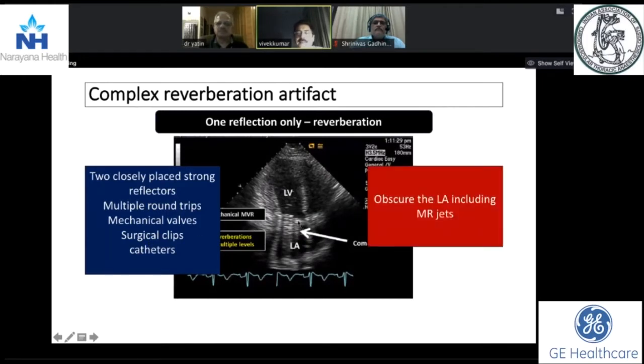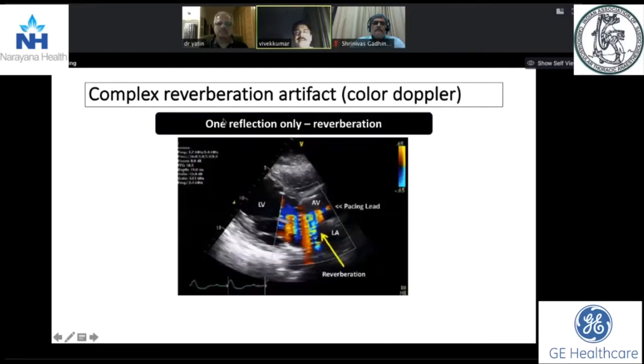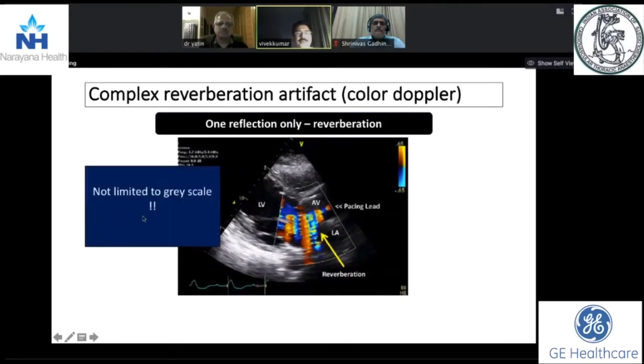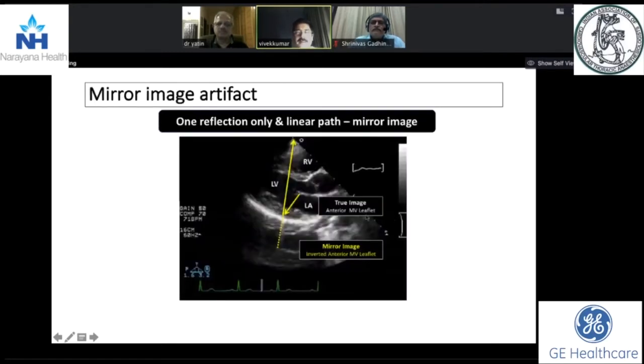The problem is that not only does it show false images, it obscures the left atrium and you miss the MR jets. The solution, of course, is multiplane transesophageal echo. Another example of complex reverberation artifact is a simple thing like a pacing lead, where you just see the myriad of colors it produces. We have to remember that reverberation artifacts are not limited to grayscale. They can occur in color and it looks like a carnival.